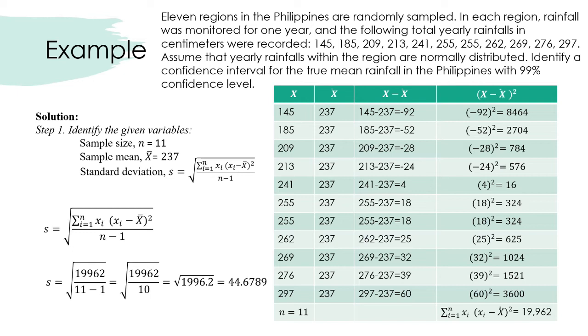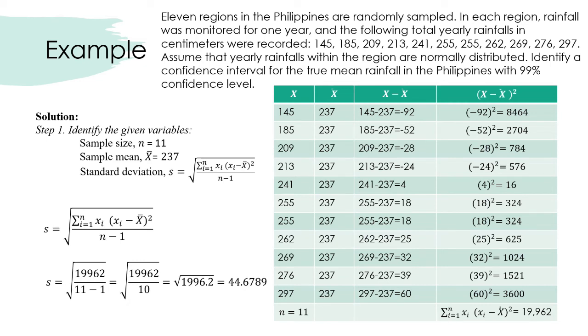Okay, on the second line, we have 185 minus 237 is equal to negative 52. On the third line, we have 209 minus 237 is equal to negative 28. On the fourth line, we'll now have 213 minus 237 is equal to negative 24. On the fifth line, we now have 241 minus 237 that is equal to 4. And continue it.